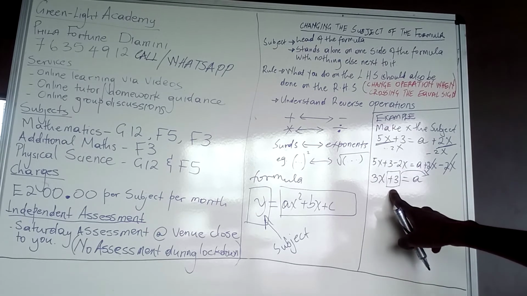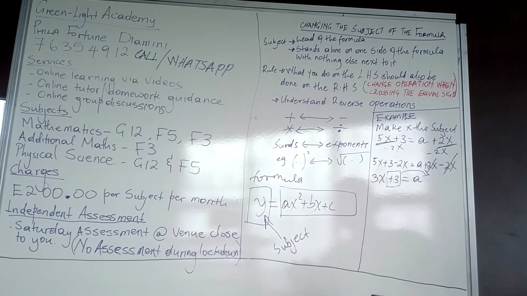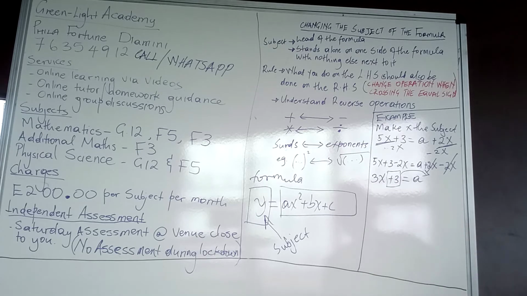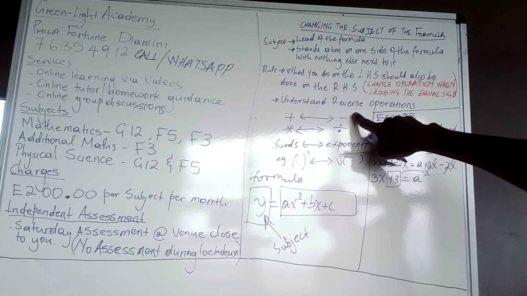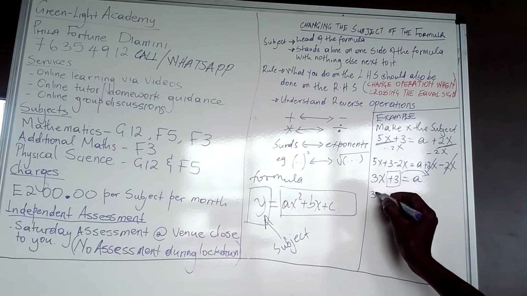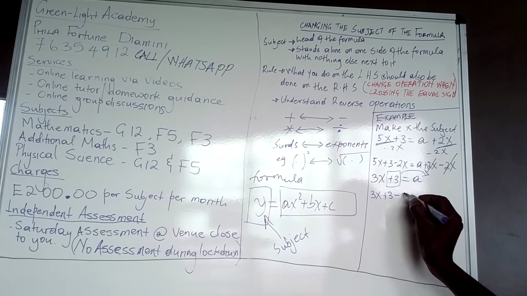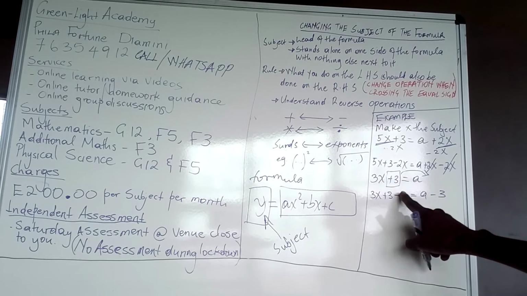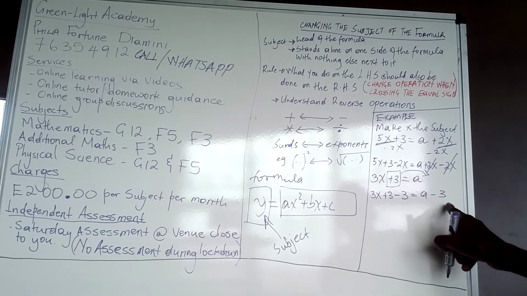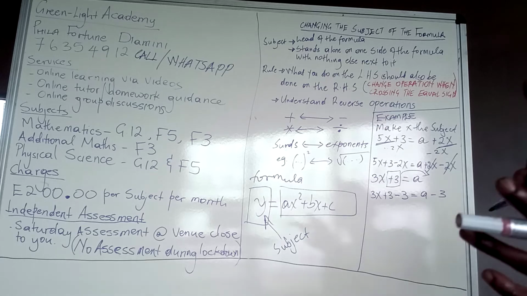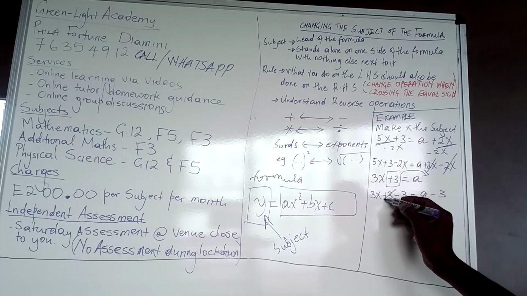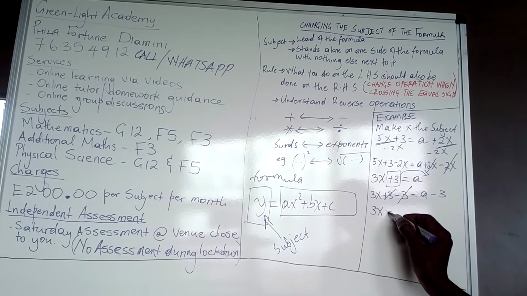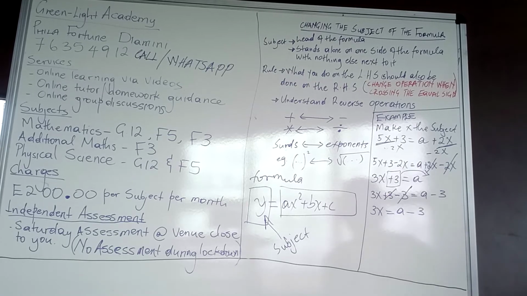So since we are adding 3 here, and I want to undo the addition of 3, I have to undo it by subtraction. The reverse of addition is subtraction, which means I'm going to have 3x plus 3 minus 3 is equal to a minus 3. I have subtracted 3 on this side, I have subtracted 3 on the other side. That is what we mean when we say what you do on the left, you should also do on the right. Then 3 minus 3, 0, such that I'm left with 3x is equal to a minus 3.